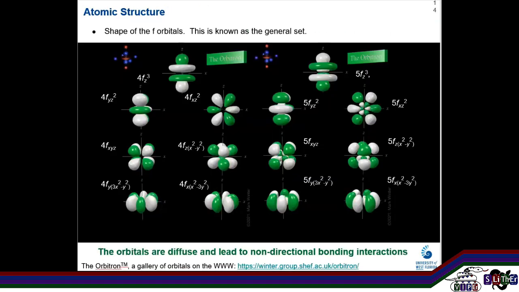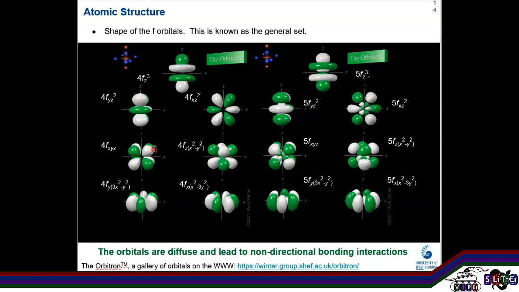So let's talk a little bit about atomic structure, just so we can get a sense of it. I'll try to go a little quickly through this so we can get to some of the lab type experiments or examples. We talk about shapes of orbitals. I would never make my students memorize the shape of the f orbitals, but they are there. We can calculate them. This is the general set of the 4f and 5f orbitals. There's also a cubic set that you can calculate, and some of the orbitals are the same between the sets.